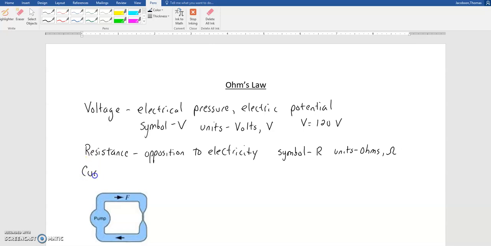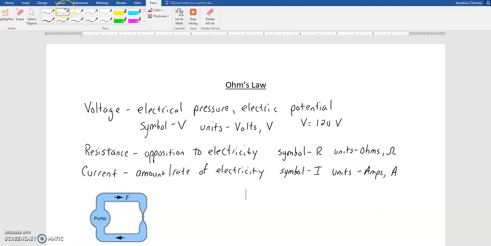The last thing, and this is the thing you guys know, is current. Current is basically what you know as the amount or the rate of electricity. The symbol for this is not C, it's going to be a capital I. And the units for this are going to be amps, or A. So all three of these things are in every circuit that we are always going to deal with.